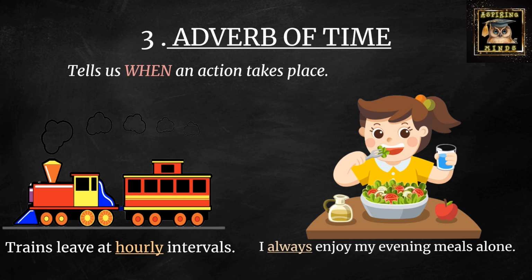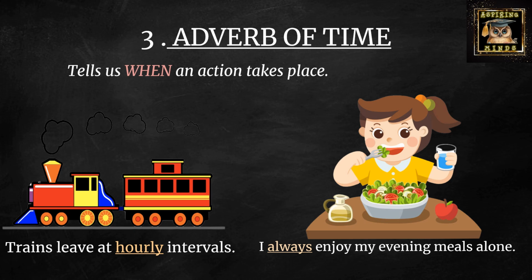The third type is adverb of time. It tells us when an action is taking place. Look at the first image. Trains leave at early intervals. So you must be standing on the station, you're waiting for your train to come, and you're being able to observe multiple trains which are coming to the station at an early interval, right? So the word early over here becomes adverb of time.